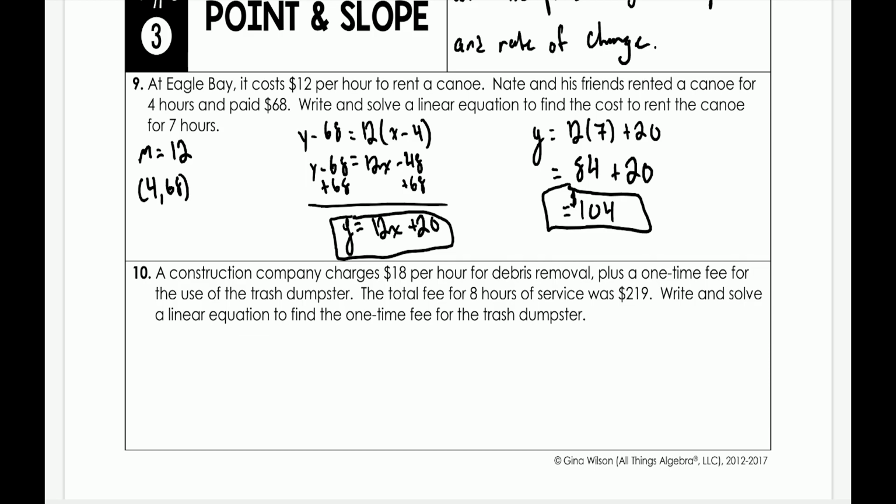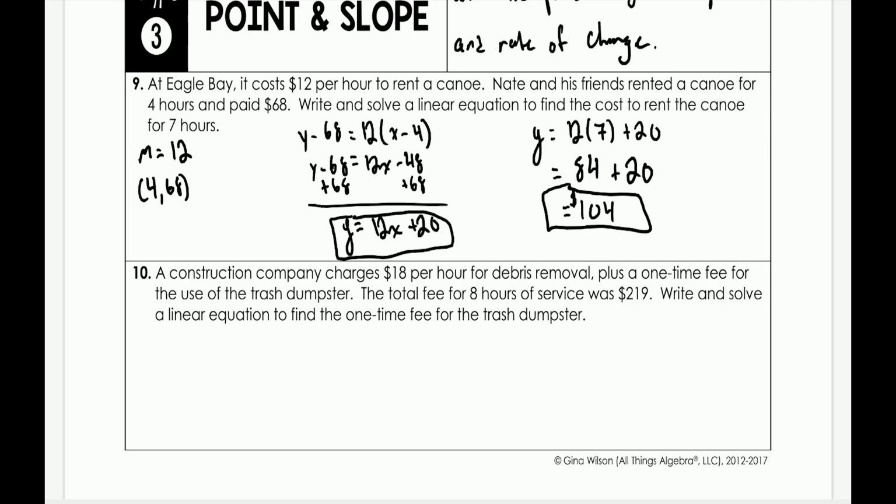We have that a construction company charges $18 per hour for debris removal, plus a one-time fee for the use of a trash dumpster. So you may have done this before, where your parents might be cleaning out an old house or something, and you call Waste Management and you get one of those dumpsters to appear. This is probably going to be almost the same way they figure out the price there. So we're given that the total fee for 8 hours of the service was $219, and we're asked to write and solve a linear equation to find the one-time fee for the trash dumpster.